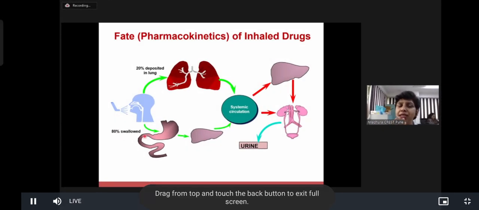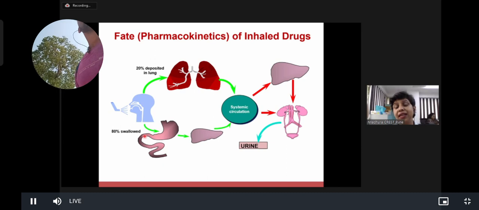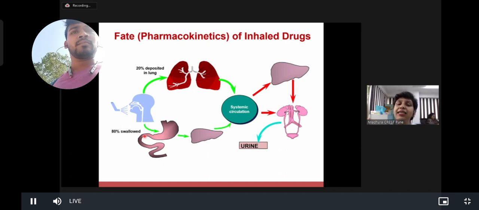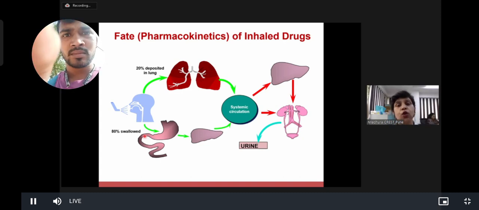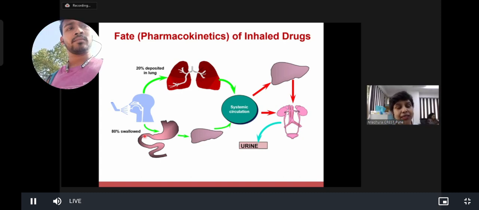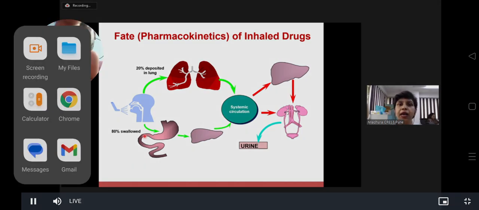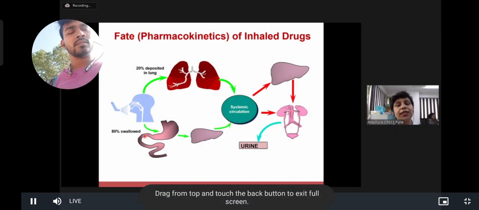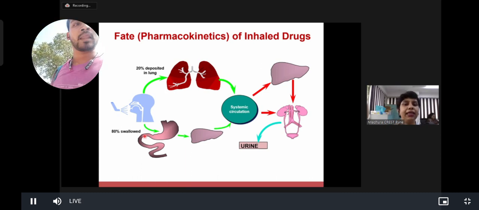deposited in the oropharynx. So if a child is going to receive irrationally high dosages of inhaled medication, that child is bound to develop systemic side effects of long-term steroids, systemic side effects of SABAs and LAMAs. So do not think that inhaled medication can be given in any irrational dosages.